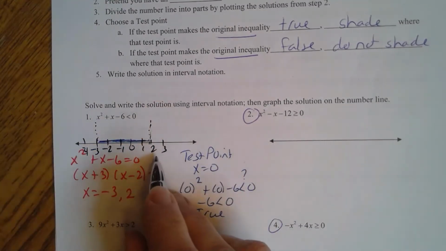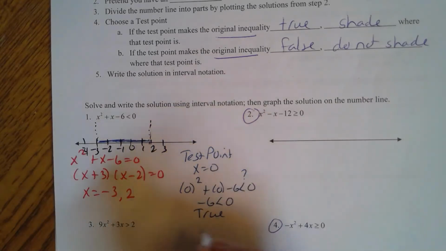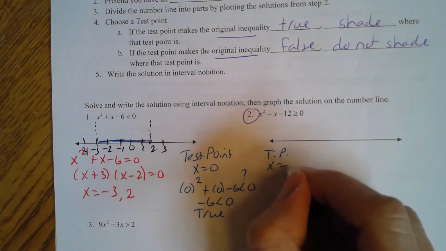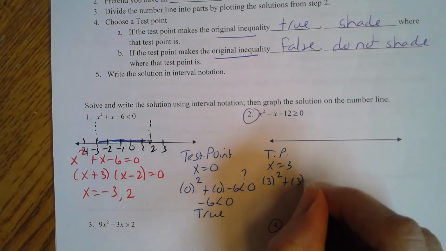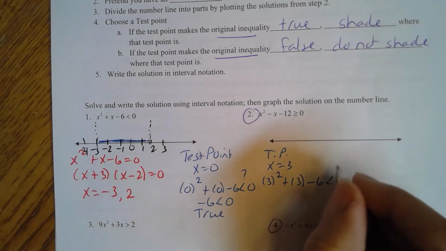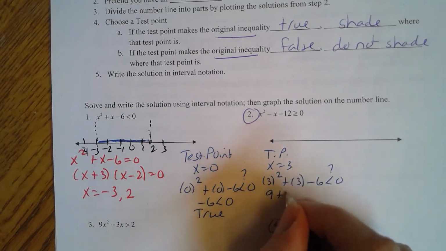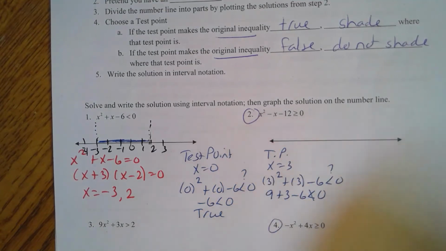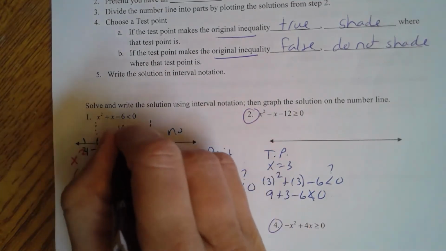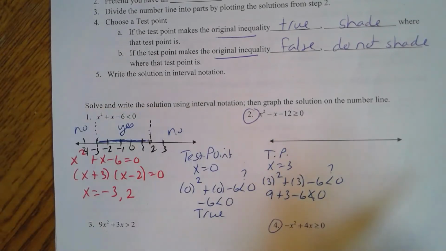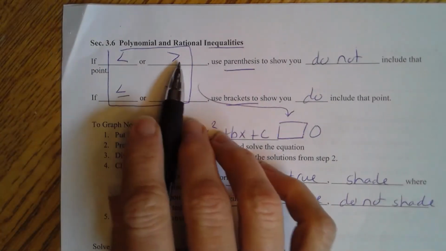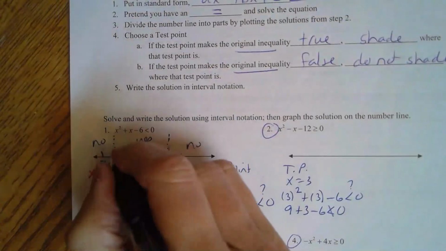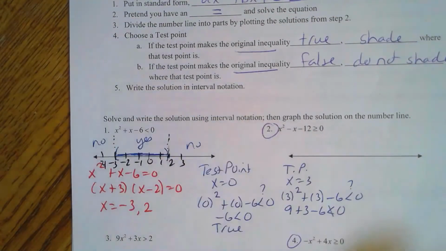Now, we would also want to try a test point to the right and to the left. So if we try another test point of, say, x equaling 3, that would be to the right of 2, we would have 3 squared plus 3 minus 6 is supposed to be less than 0. Well, 3 squared is 9, plus 3 minus 6 is definitely not less than 0. So this would be a no. The middle piece was a yes, and if we do a test point on the left-hand side, we'll see it's a no. Now, we had strictly a less than symbol, so going back to the top, with strictly less than or greater than, we use parentheses. So we're going to have a parenthesis at the negative 3 and a parenthesis at the 2.